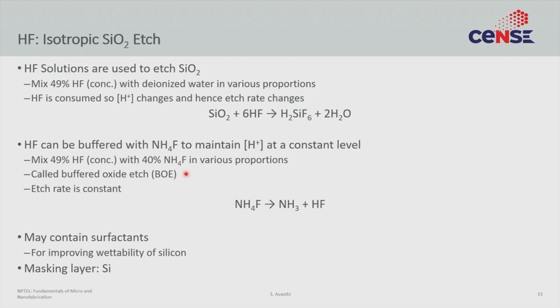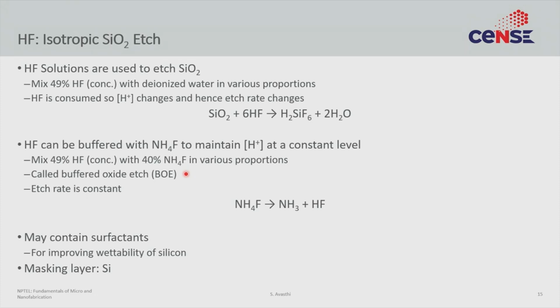Now, why is it called buffered oxide etch and not just by the chemical name? That is because buffered oxide etch also contains surfactants. The surfactants help in reducing the loading effect that we talked about when we were discussing uniformity.